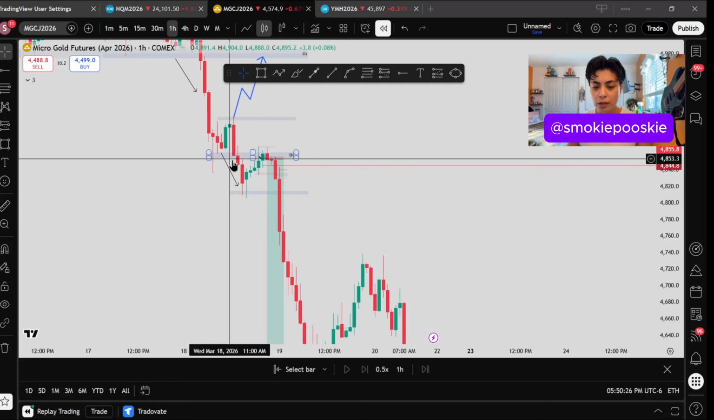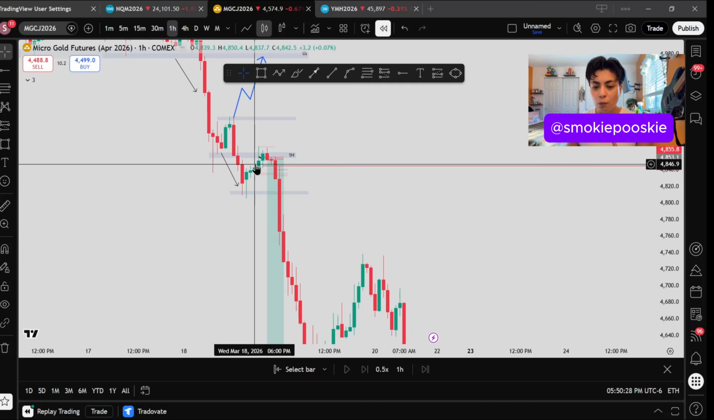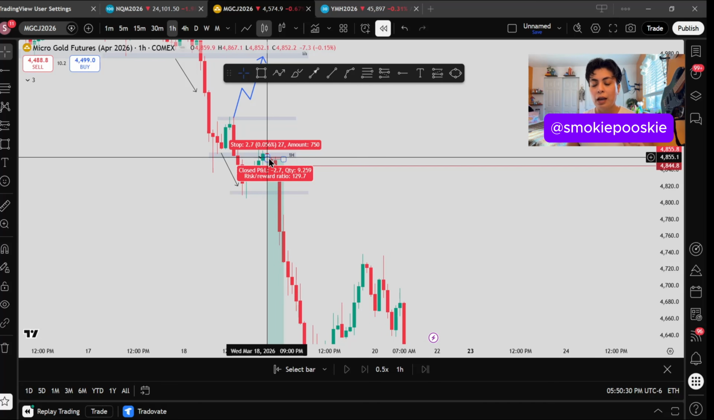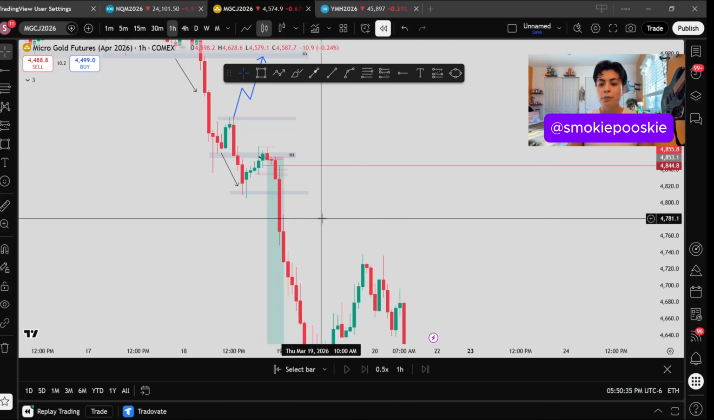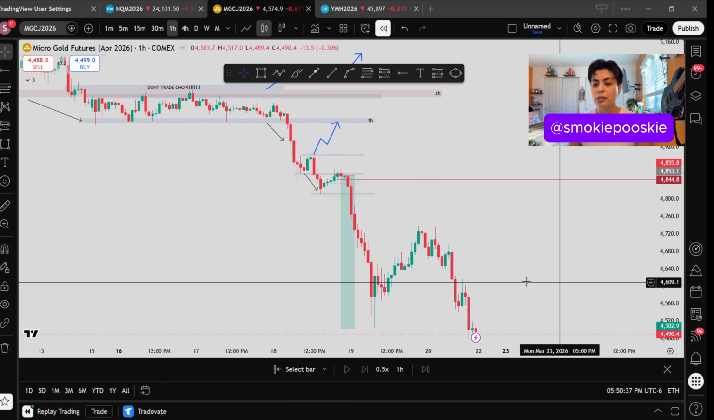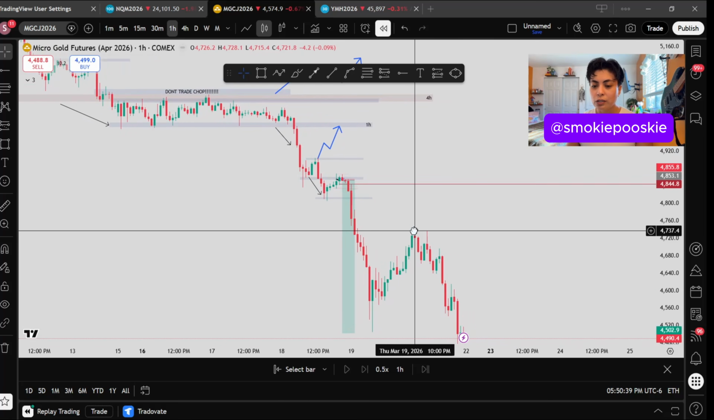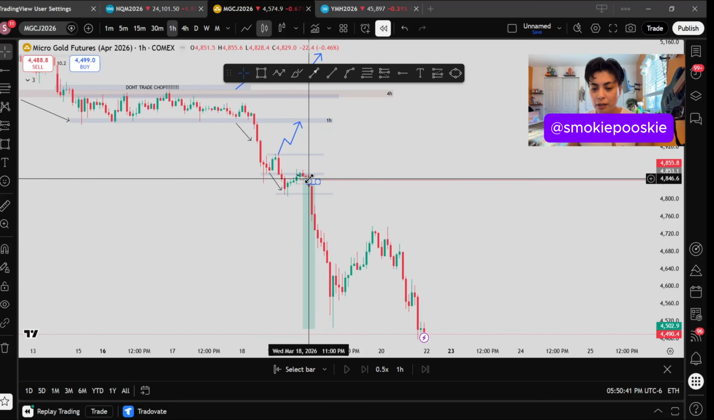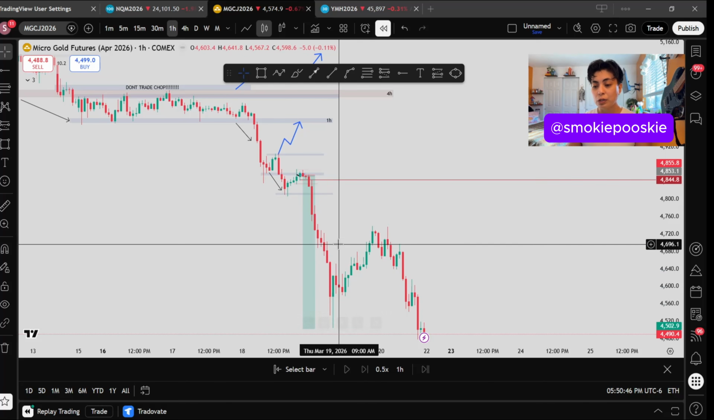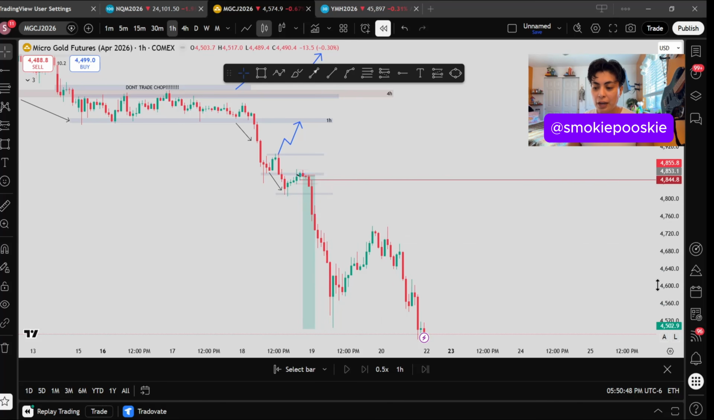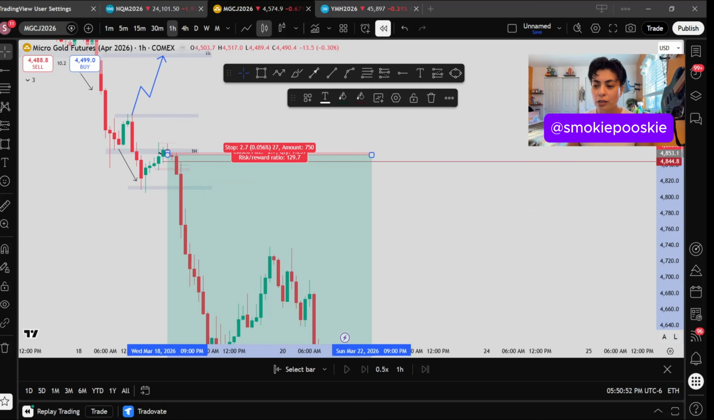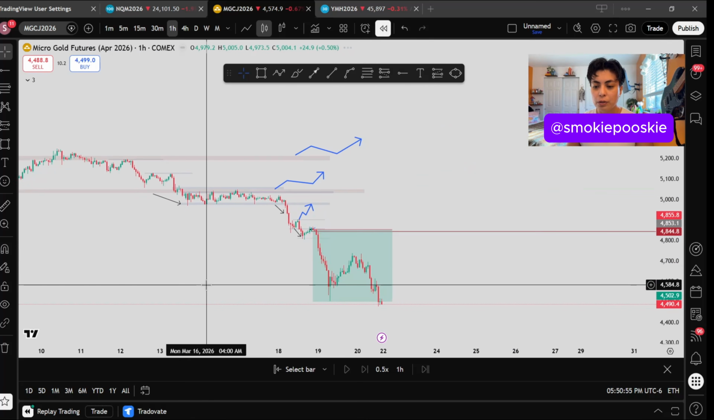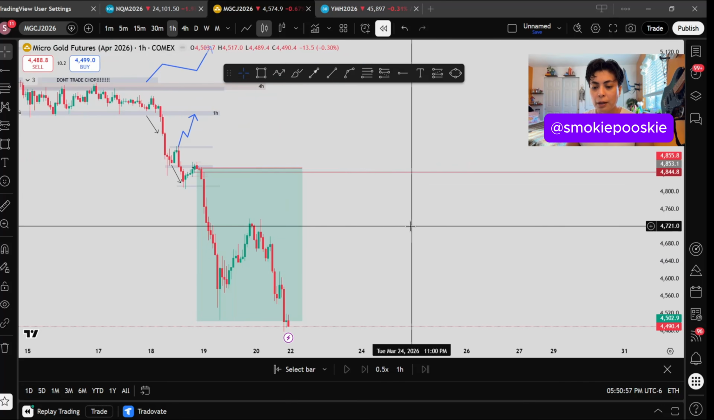I found where the indication came from. When the correction ended, I was able to get in at the end of the correction. I targeted my low, but I should have kept it going, because overall, the trend is your friend. And if you make a lower high, which we did, you're gonna make a lower low, which we did. So that is how I could have held this trade for so much longer, and it would have been such a beautiful, beautiful trade.